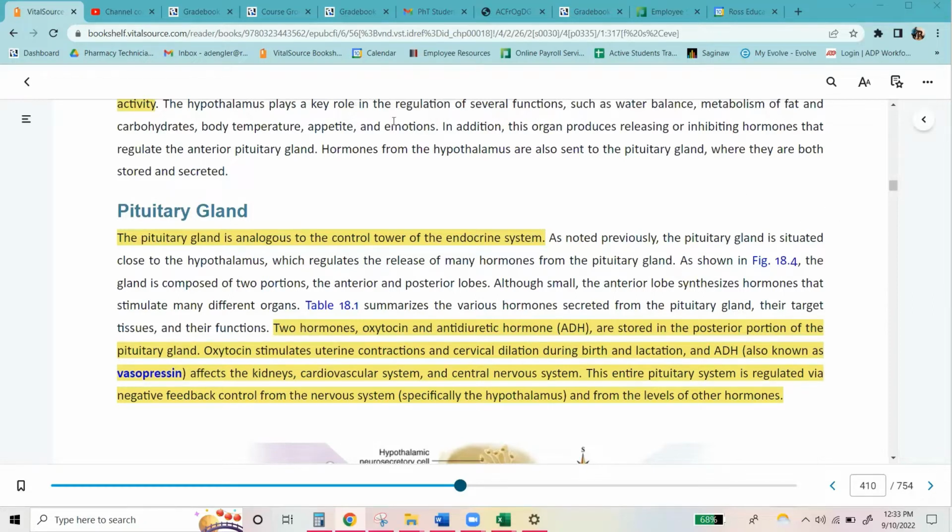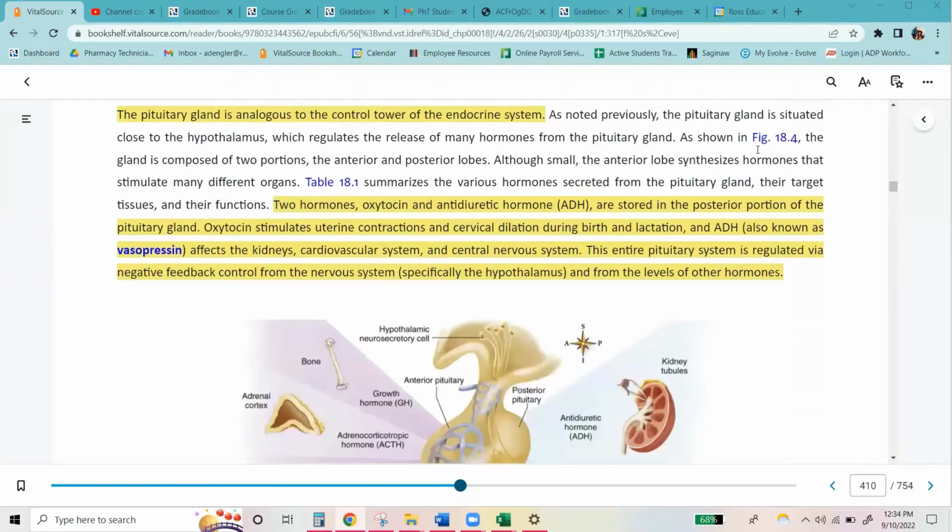Two hormones, oxytocin and antidiuretic hormone, are stored in the posterior portion of the pituitary gland. Oxytocin stimulates uterine contractions and cervical dilation during birth and lactation. And ADH, also known as vasopressin, affects the kidneys, cardiovascular system, and the central nervous system. This entire pituitary gland system is regulated via negative feedback control from the nervous system, specifically the hypothalamus, and from the levels of other hormones.